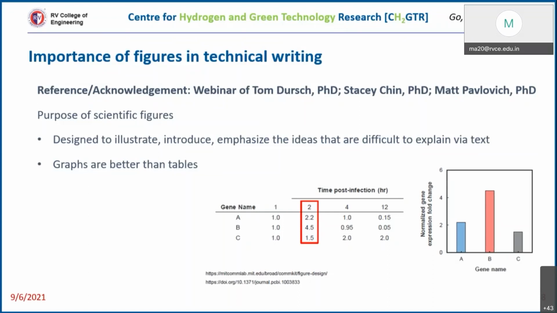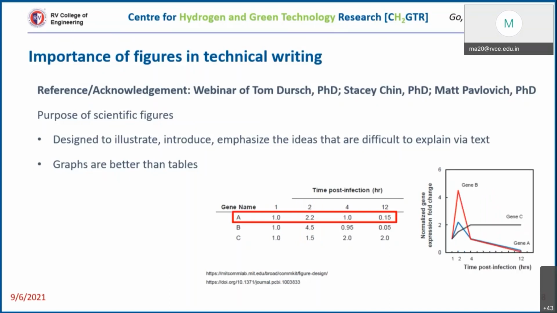So what we are trying to convey here is a comparison between a bar graph and a table. Whatever information is already conveyed in the form of a table is better visualized if you represent the same thing in the form of a graph. Okay, so next example. Here the entire table, whatever data is represented in the form of a table, is depicted in the form of a graph, right?